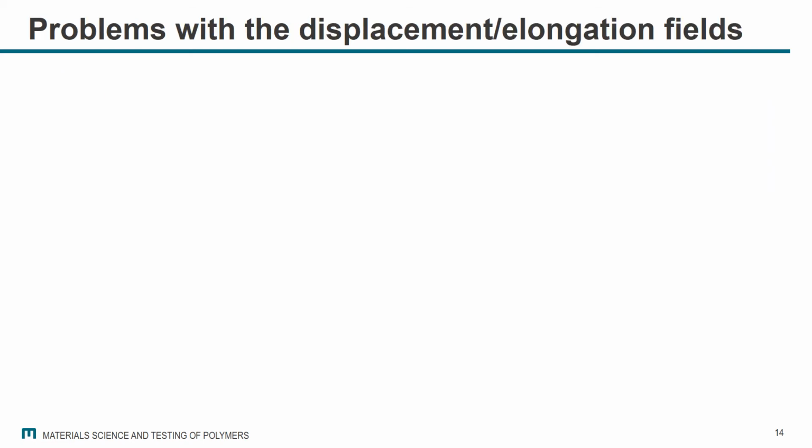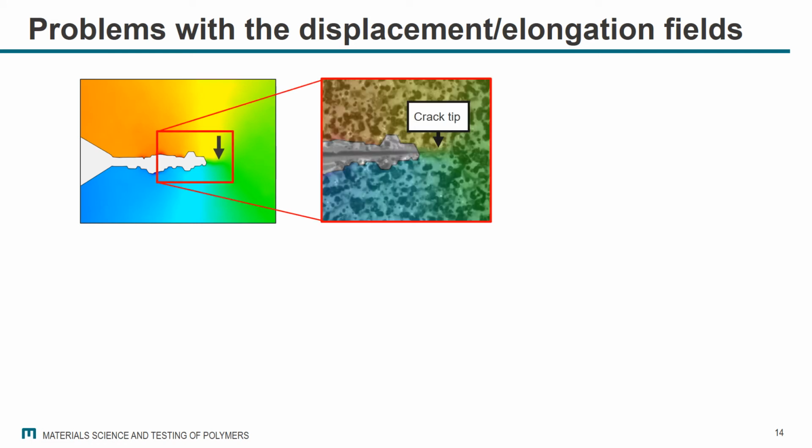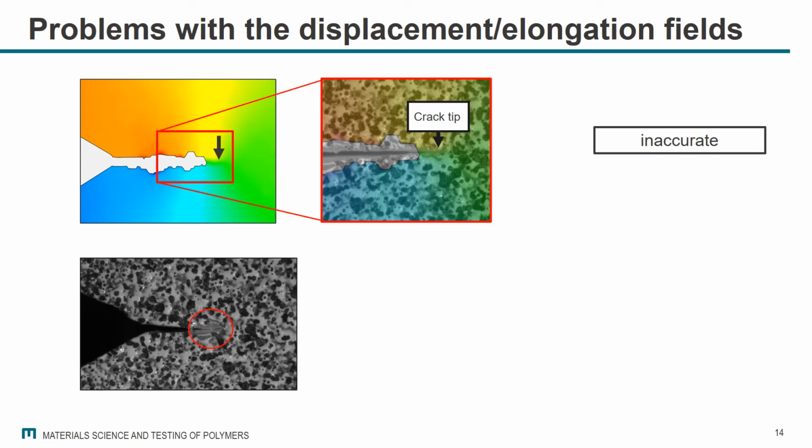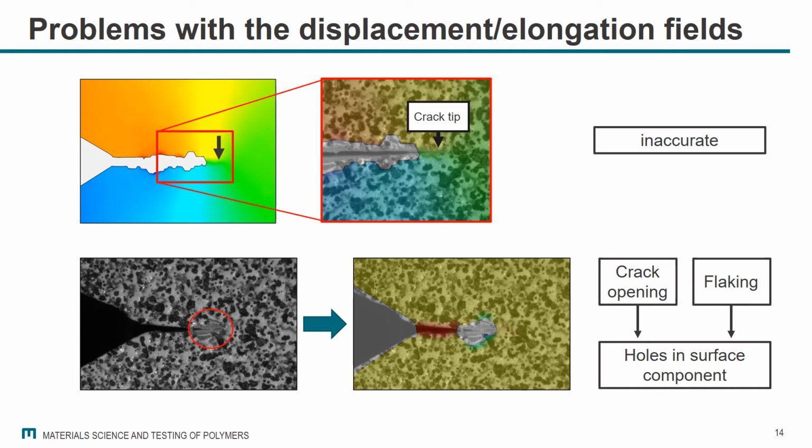During the DIC measurements, we faced some problems with the displacement and elongation fields. First of all, the crack tip position determined via DIC and the real crack tip position is inaccurate in some cases. Second, the field from the DIC displays holes in the surface when the crack opens or some flanking appears.